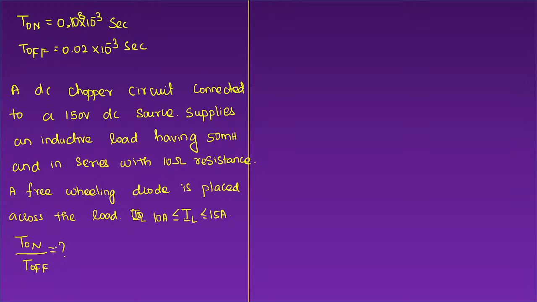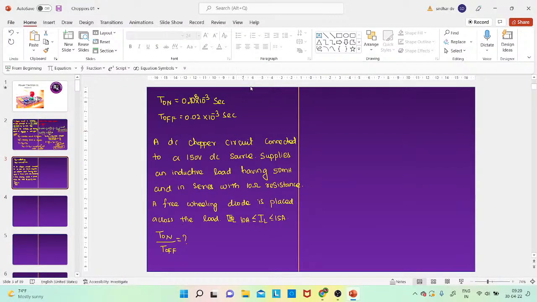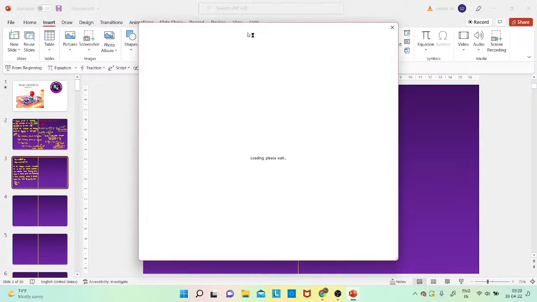First you have to figure out what type of chopper it is, right? You can think it, I don't want to disturb you. What type of chopper is it? Suppose we don't know the type of chopper, then how can we figure it out? Think about it and try to figure out the answer.